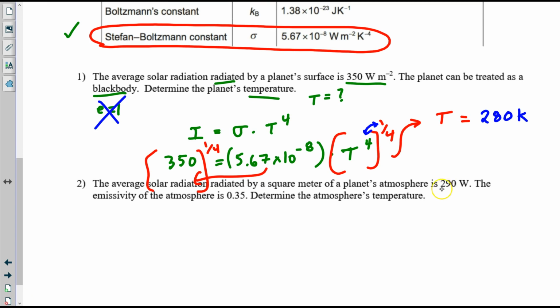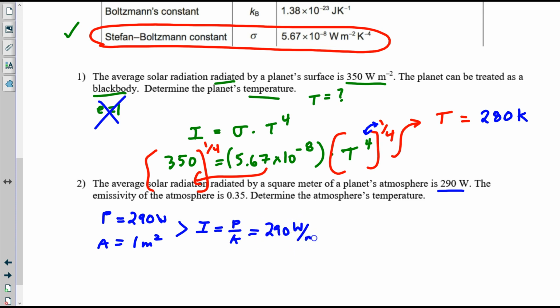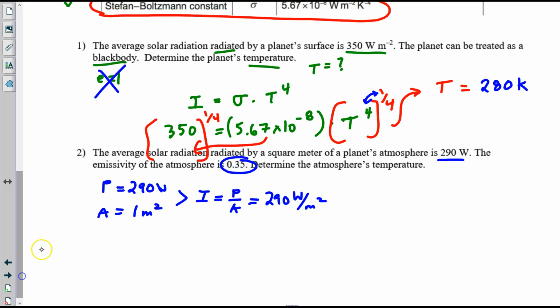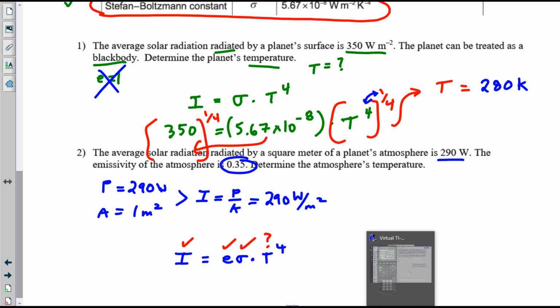Number 2 is very similar, except they didn't give us the intensity. They said the power is 290, and that corresponds to an area of 1 square meter. But guess what? Intensity is power over area, and if you divide by 1, you get the same answer. This time also, the emissivity is not 1, it's 0.35. But we're going to use the same Stefan-Boltzmann law. And we plug in our values. This is going to be 290 watts per square meter. This is 0.35. That's the constant from the data booklet.